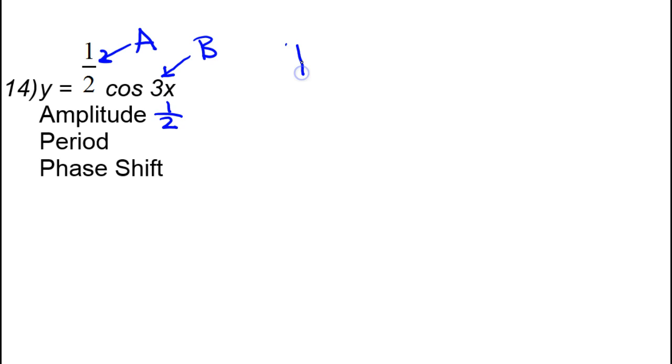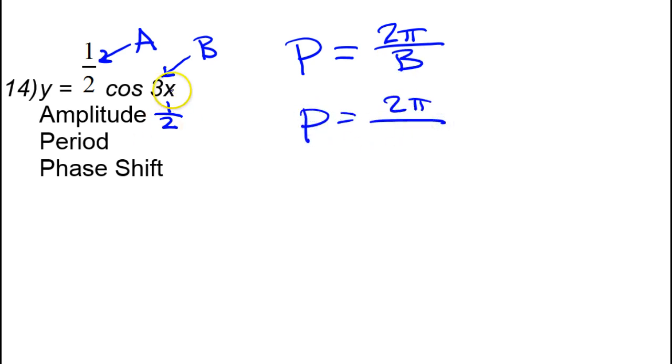The B value determines the period in the following way. The period is always 2 pi divided by the B value. So the period is going to be 2 pi divided by 3. Okay, so the period is 2 pi over 3. Phase shift, none, because nothing is being added or subtracted on the end.